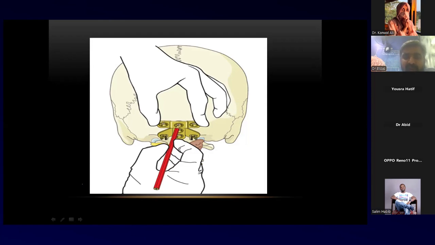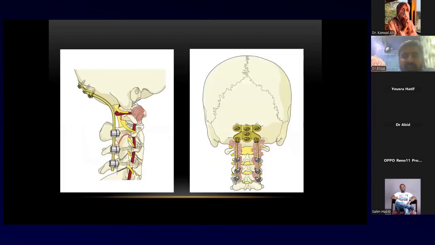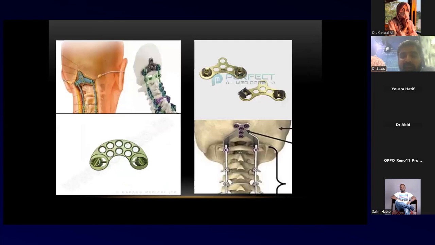It depends on you what kind of plate you are going to choose. So let's see, these are different plates. There are multiple plates that are placed over the occiput. It is up to you, this plate, this one, and this one. These are different kinds of keel plates, occipital plates.